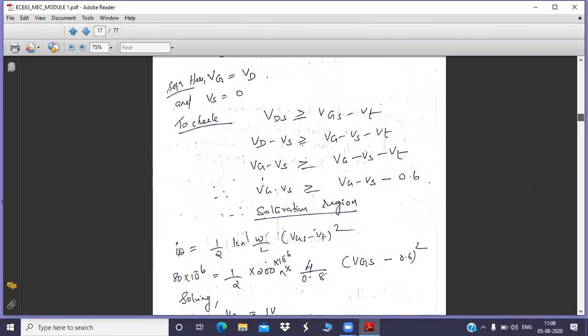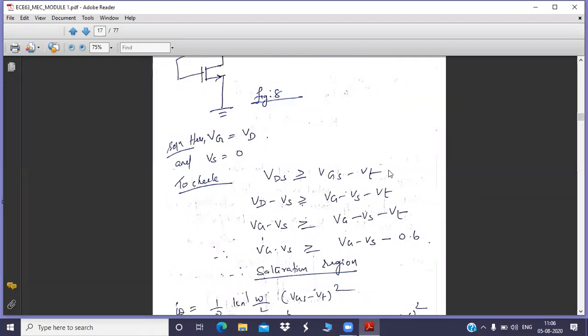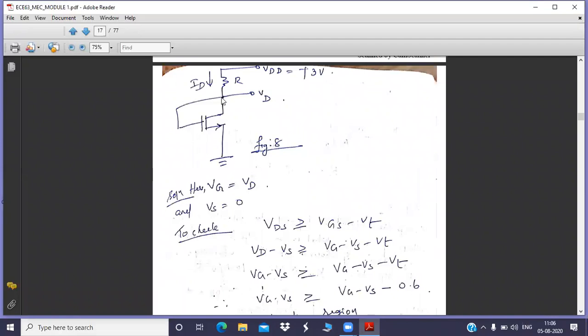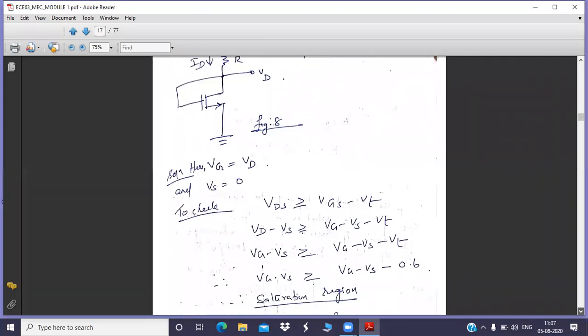First thing we need to check is whether the transistor is operating in saturation or triode. For that, we are going to check this particular condition: VDS greater than or equal to VGS minus VT. What is VDS? VDS is VD minus VS. But here VD is equal to VG, because from the circuit, this is the drain, this is the gate, and both are connected together. So this voltage is equal to the gate voltage. So instead of putting VD, I have written VG.